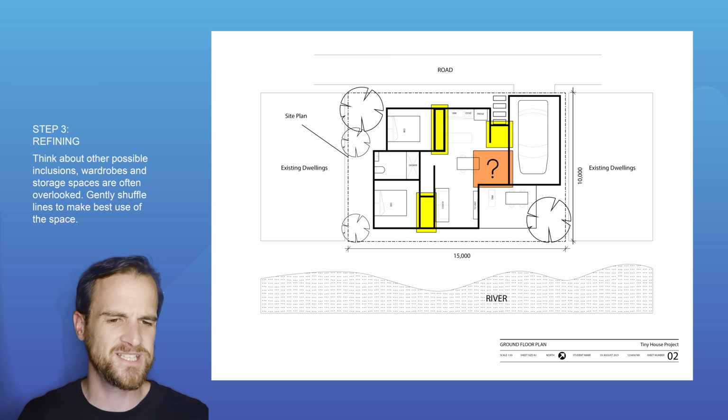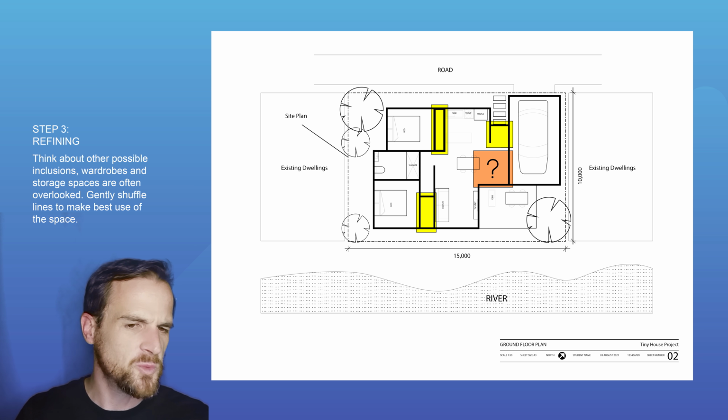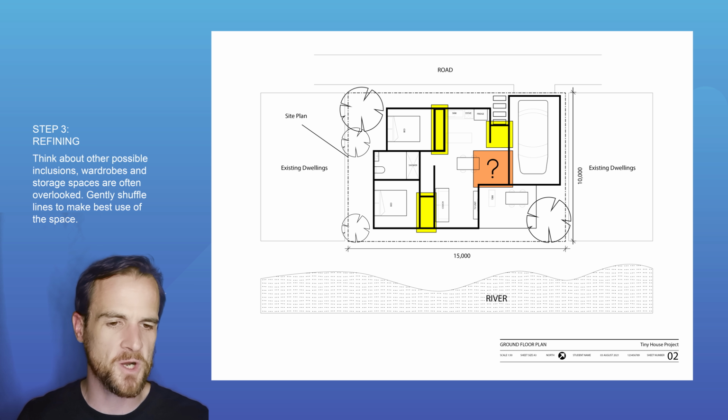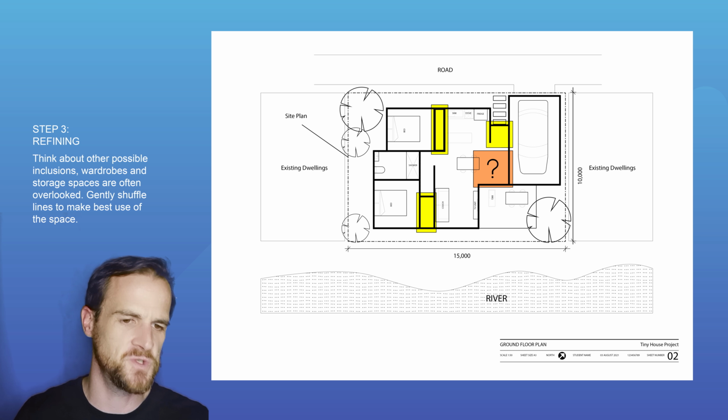And this is where you really need to start thinking like an architect. We know we've got this really small block and space is at a premium. What can we do to make use of that kind of random unused space?